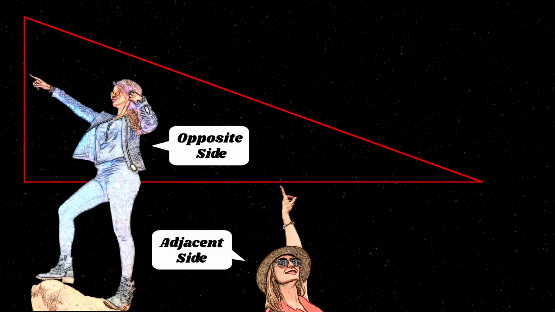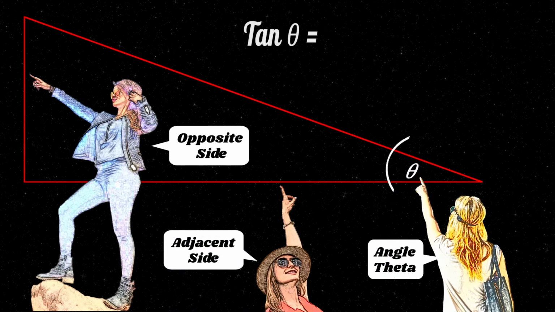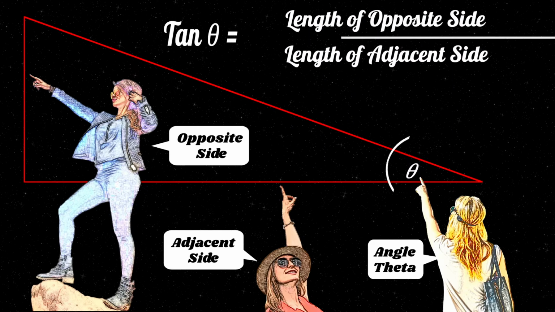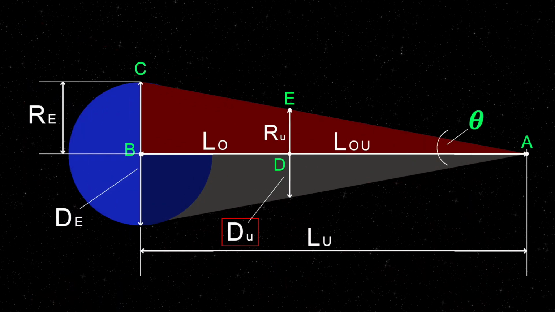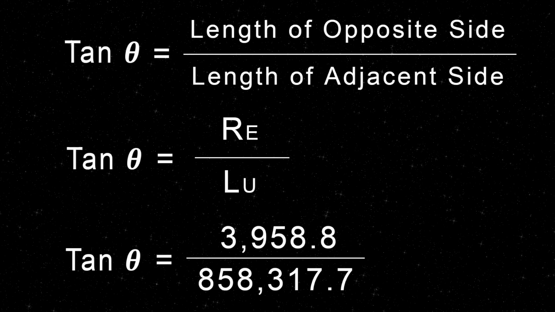Having these two sides of our right triangle is all we need to calculate angle theta. Once we have R sub E and L sub U, we are all set. And angle theta is the angle of the triangle sitting at the apex, which will be used for working with the smaller triangle as well. It is therefore critical to our project. By dividing R sub E, which is the opposite side of the triangle, by L sub U, the adjacent side of the triangle, we can find the tangent of angle theta.